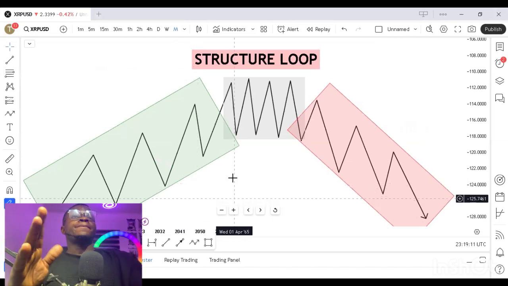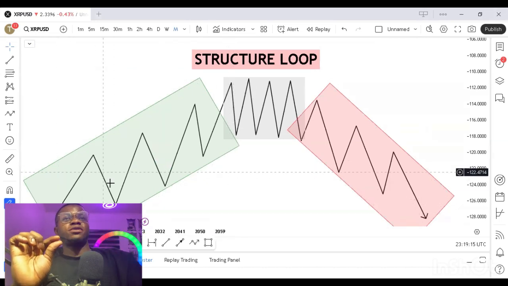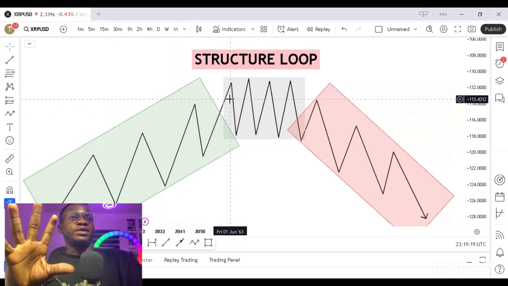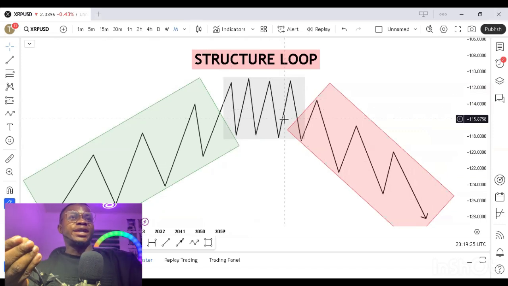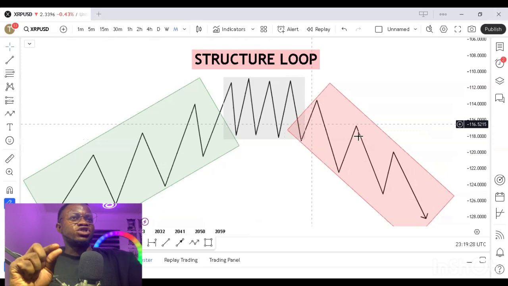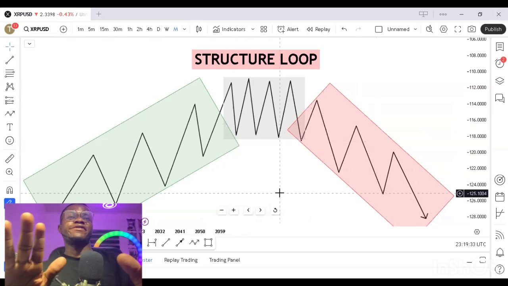All right. Now, if you check very well, you discover that we were in an uptrend structure, which is this green box. Then we fell into a state of consolidation, which is a range in the market, this range here. Then after that, we had a downtrend structure. So this is what happens in the market every single day.